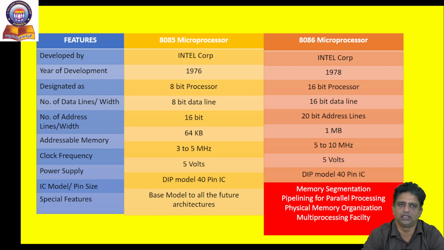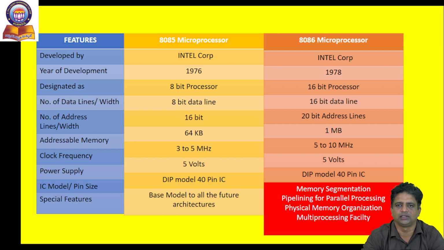Now we can see on the representation the similarities between the two microprocessors, 8085 and 8086, as both are developed by Intel Corporation. 8085 is an 8-bit processor and 8086 is a 16-bit processor. Data lines are also extended from 8-bit to 16-bit. Address lines are enhanced from 16-bit to 20-bit. Memory addressable using the 20-bit address lines is extended up to 1 MB.